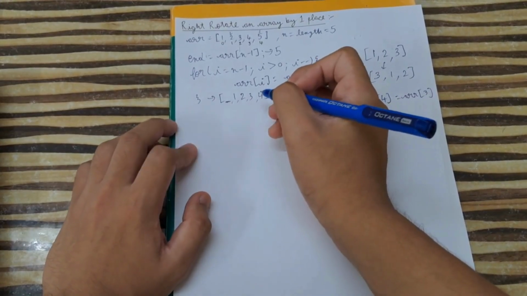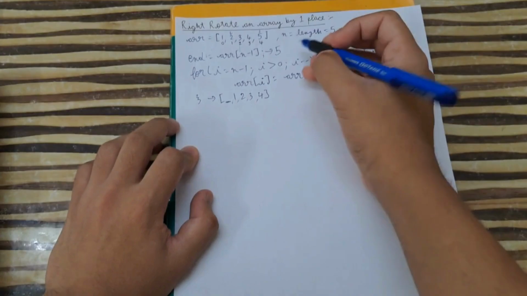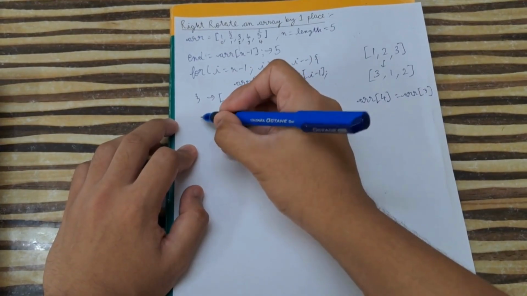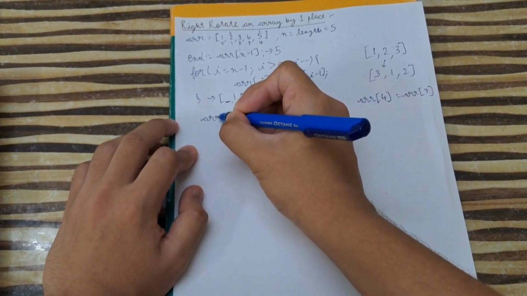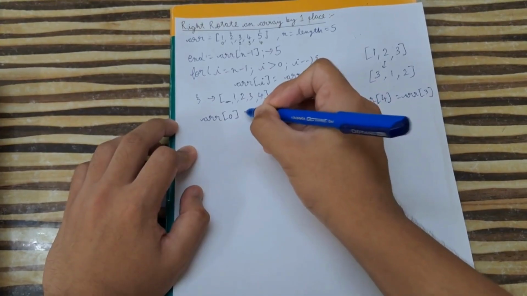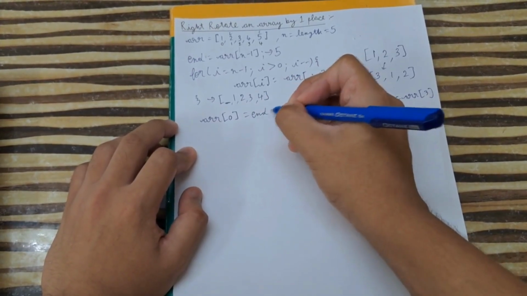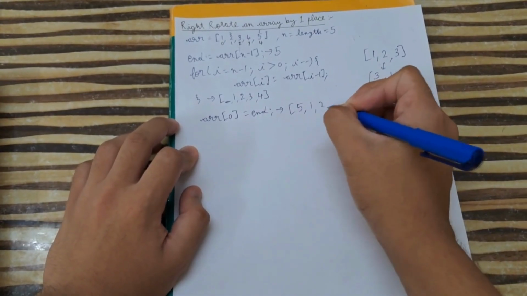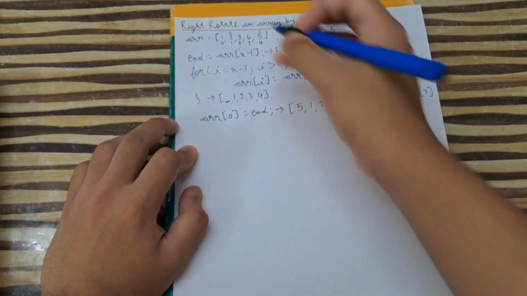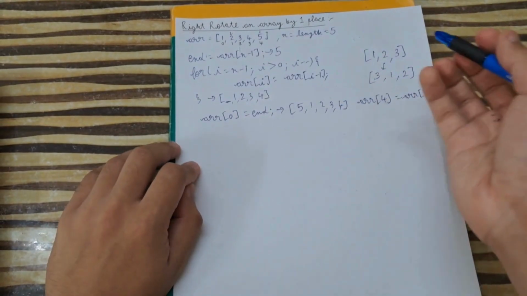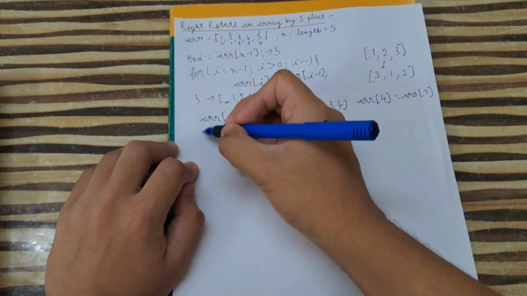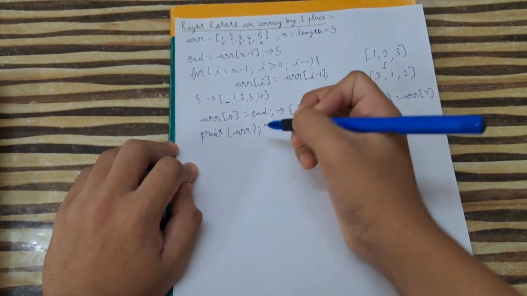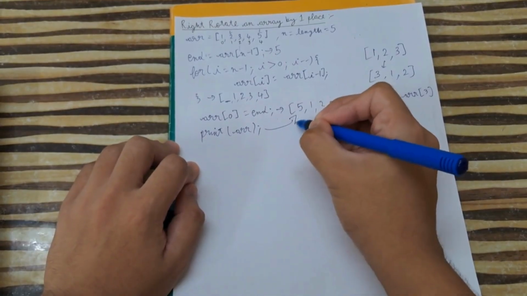So after the for loop, to fill this place as well, we have stored this particular element in the end variable. So we will set array element 0, that is the first position, as the end variable. Now it says 5, 1, 2, 3, 4, and you can compare that every element has now shifted to the right by one place. In the end, we can just print the array. So yeah, we will get the output as this.